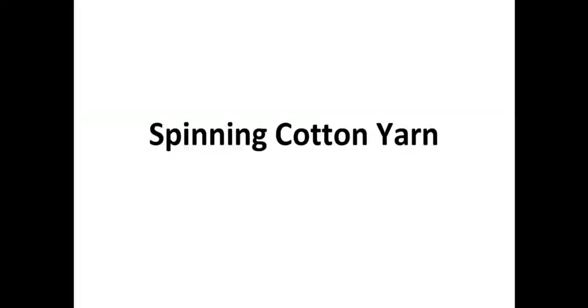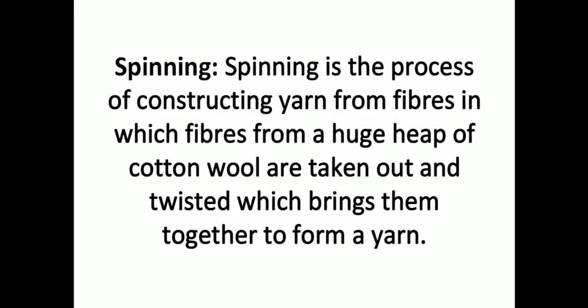Spinning cotton yarn. So how is spinning of cotton yarn done? Let us see. First of all, we will define spinning. You have to take down this definition in your notebook. Spinning is the process of constructing yarn from fibers, in which fibers from a huge heap of cotton wool are taken out and twisted, which brings them together to form a yarn. I hope you all are writing, children.